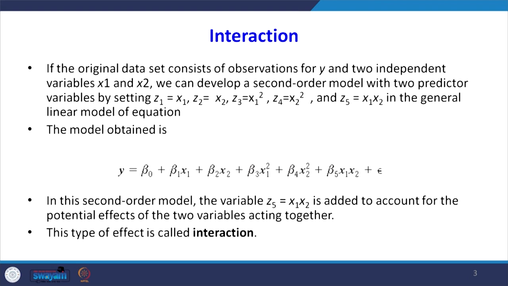So, when we bring in this interaction, our regression equation will become: y equals beta 0 plus beta 1 x1 plus beta 2 x2, plus the square of the first independent variable x1 square, plus the square of the second independent variable x2 square, plus the interaction x1 x2, plus the error term. This is called a second order regression model. The variable z5, that is x1 times x2, is added to account for the potential effect of the two variables acting together. This type of effect is called interaction. So, this term is the interaction.